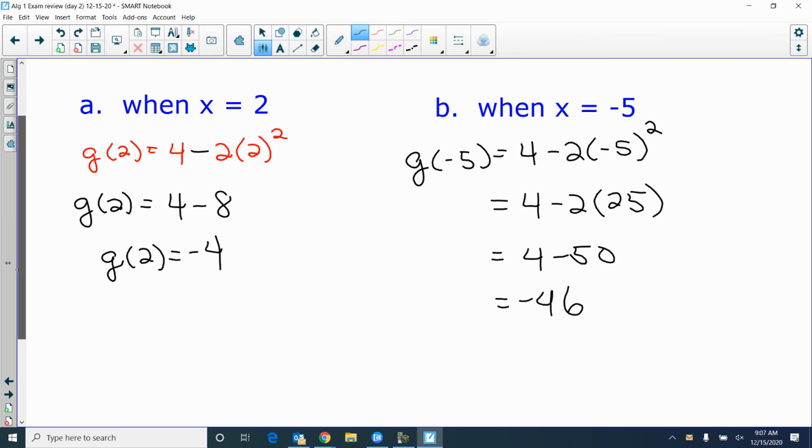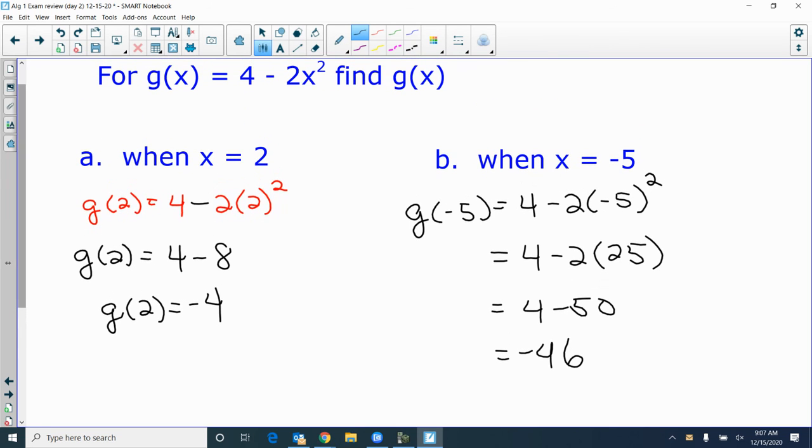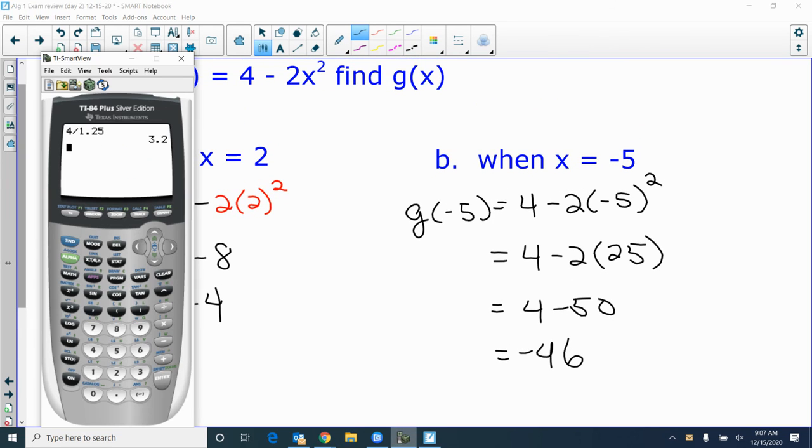You punch it in exactly how it looks: g of -5 equals 4 minus 2 times -5 squared. Punch that in exactly like that and you get it correct. 4 minus 2, I don't even need to hit times. I can just put a parentheses, -5 squared, negative 46.